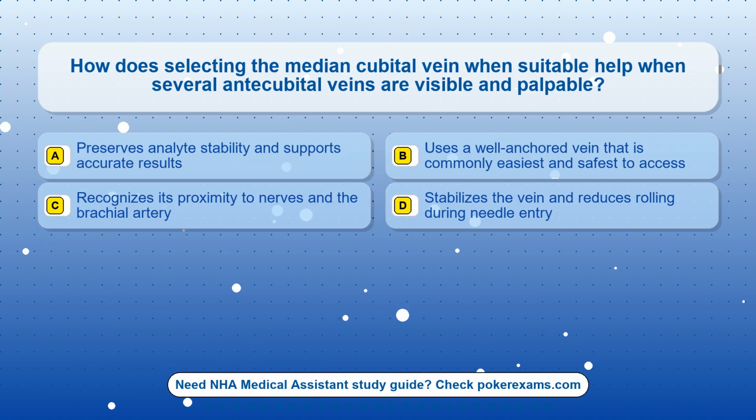Question 15. How does selecting the median cubital vein when suitable help when several antecubital veins are visible and palpable? Option A. Preserves analyte stability and supports accurate results. Option B. Uses a well-anchored vein that is commonly easiest and safest to access. Option C. Recognizes its proximity to nerves and the brachial artery. Option D. Stabilizes the vein and reduces rolling during needle entry.